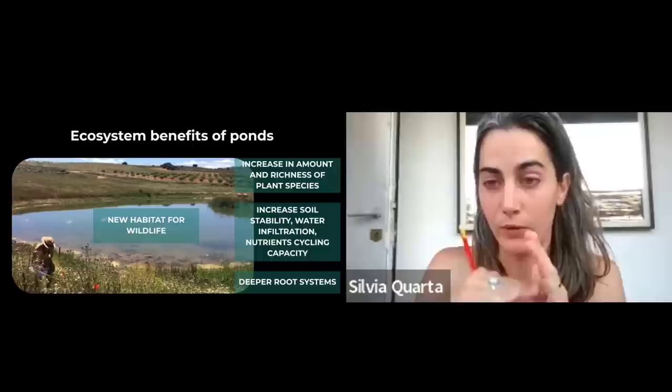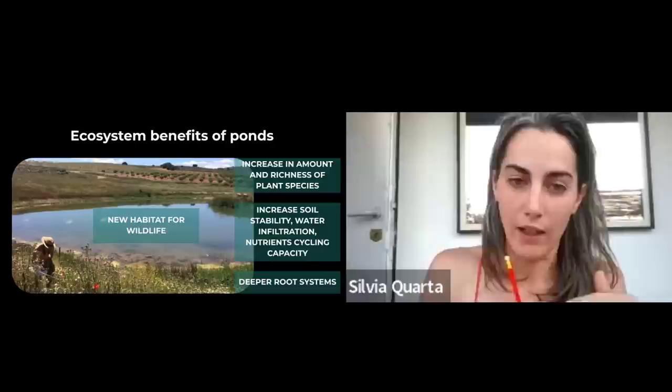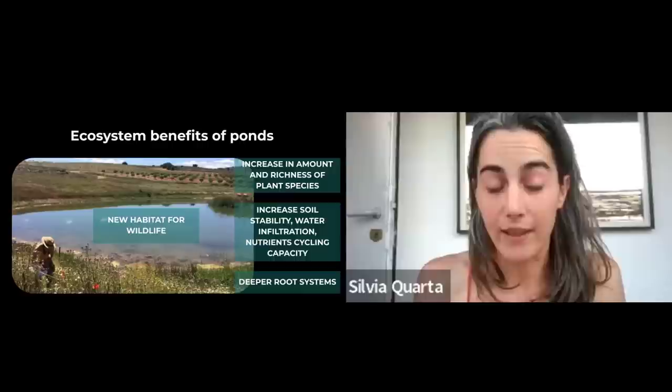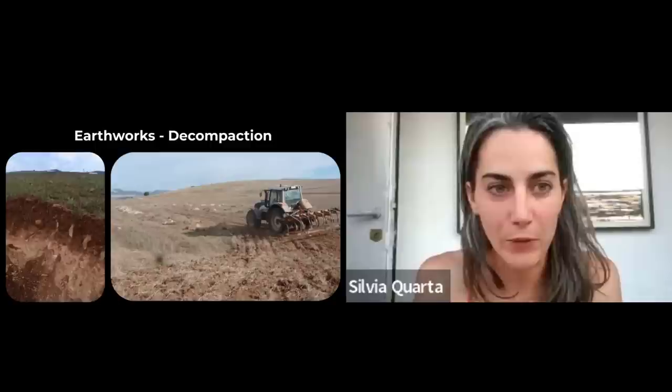The groundwater table is rising, which means that more water is available to all the plants that are planted in the surroundings. So also for the agroforestry system, for the almond trees we have in the area, this is an improvement. And as John was saying, there are changes in temperatures and infiltration, water retention. So the whole system is changing. We can go to the next one.